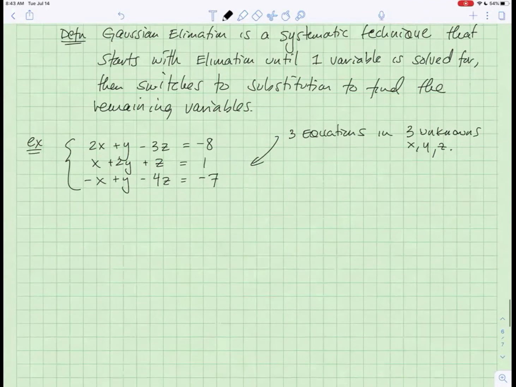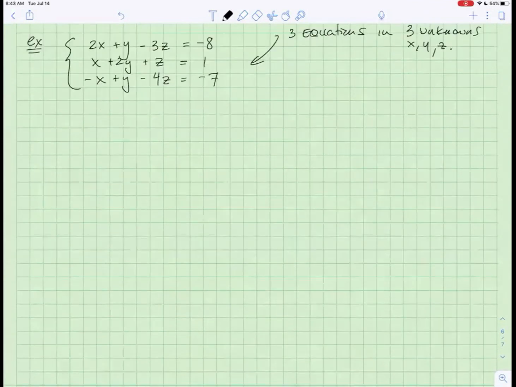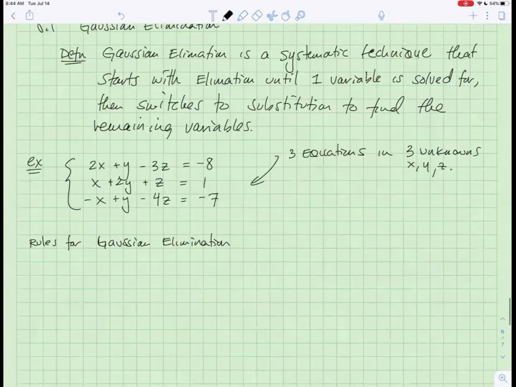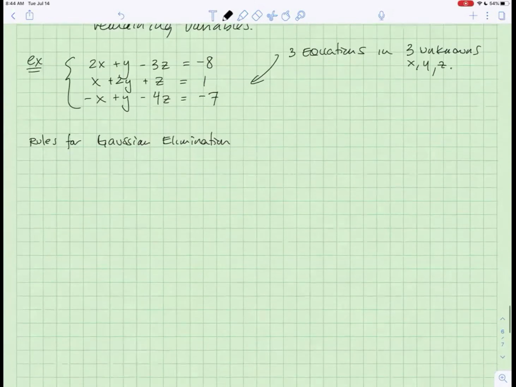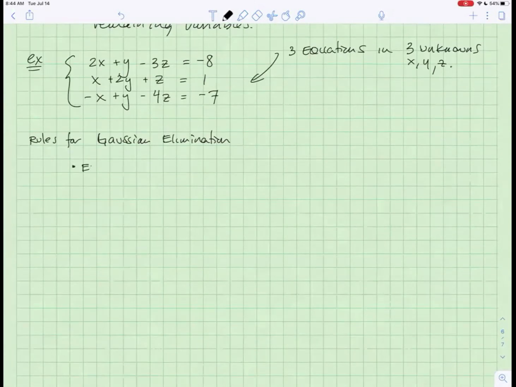So we need to talk about the rules for Gaussian elimination. I did not spell elimination correctly up here. I thought that looked weird. There we go, Gaussian elimination. Okay, so we're going to talk about what are called EROs. These are elementary row operations.